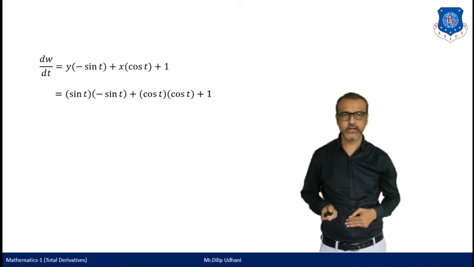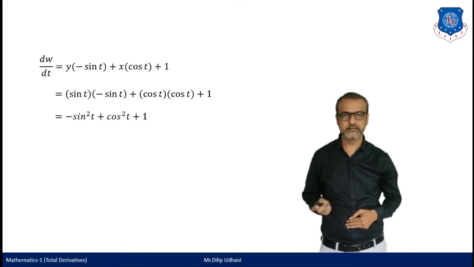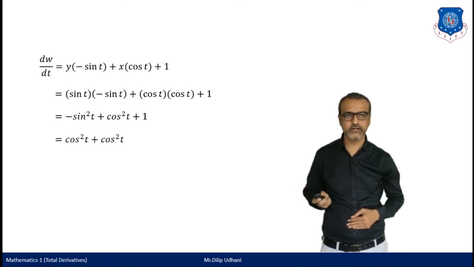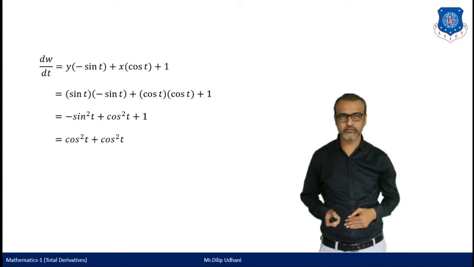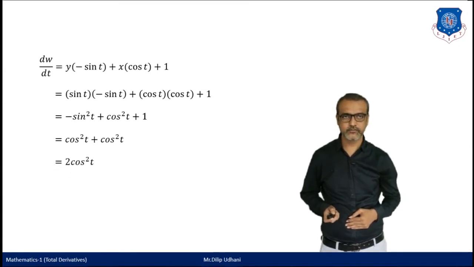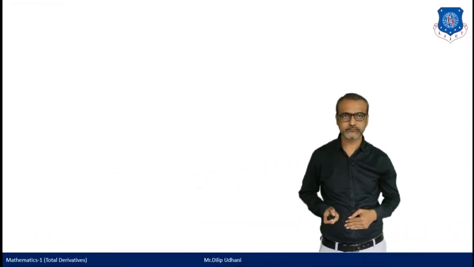So sin t into minus sin t, the result is minus sin square t. Then after plus cos t into cos t, the result is cos square t plus 1. Now we know that 1 minus sin square t, result is cos square t, and cos square t will be as it is. So cos square t plus cos square t, answer is 2 cos square t. So this is dw by dt.